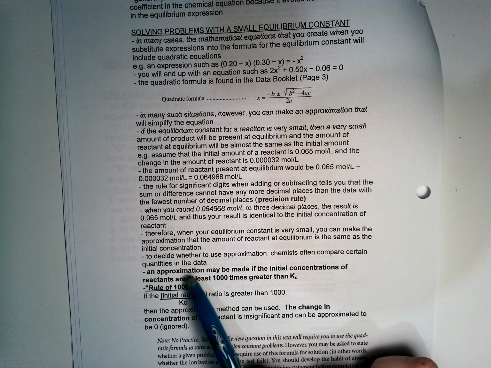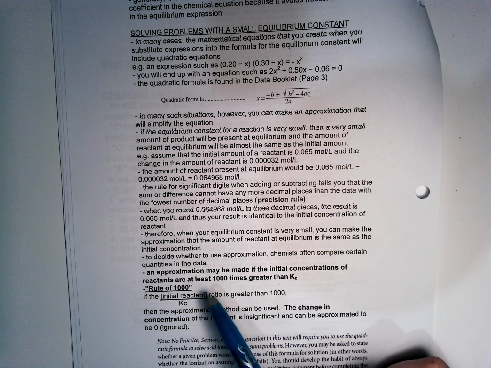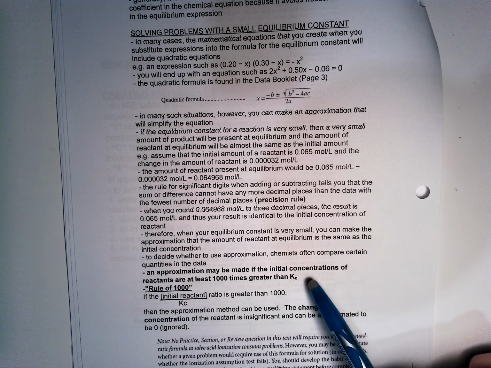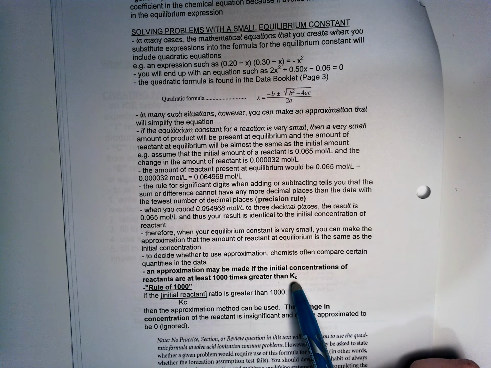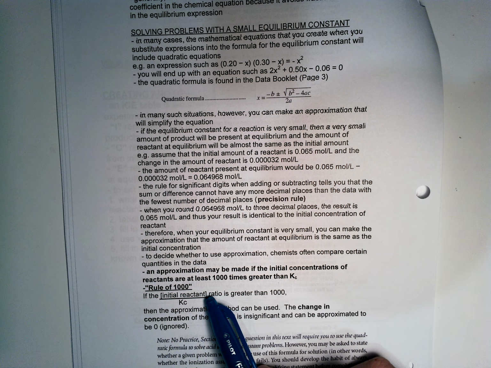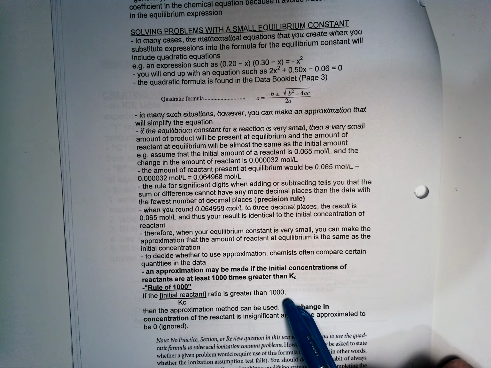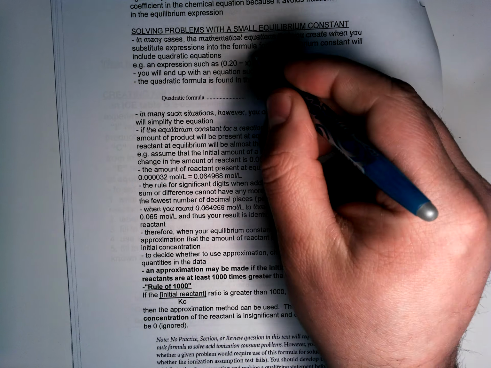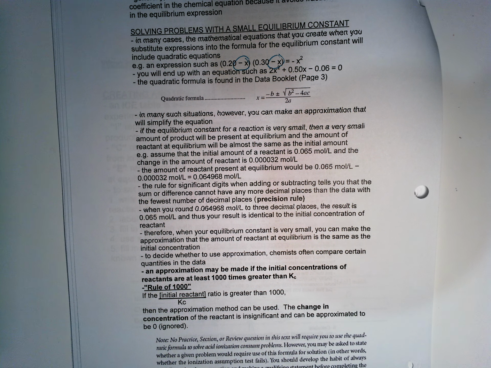To decide whether to use this or not, we use what's called the rule of 1000. An approximation can be made if the initial concentration of the reactants is at least 1000 times greater than the Kc. So you just take your initial reactant concentration and divide it by the Kc value. If that number is greater than 1000, then we can take the minus x from up here out. That no longer matters because it's such a small number that we don't need it.